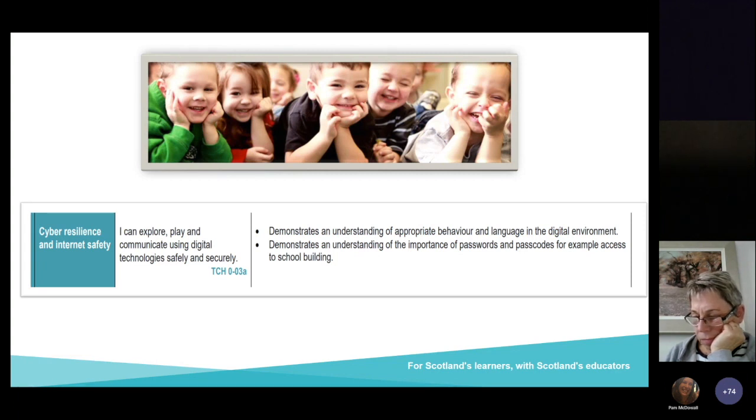But why is it so important? Well, we need to teach our children to form a sound understanding of respect of themselves and others from as early on as possible. This is vital to ensure cyber resilience and internet safety is understood later on in life. The key message is it's never too early to start that conversation.